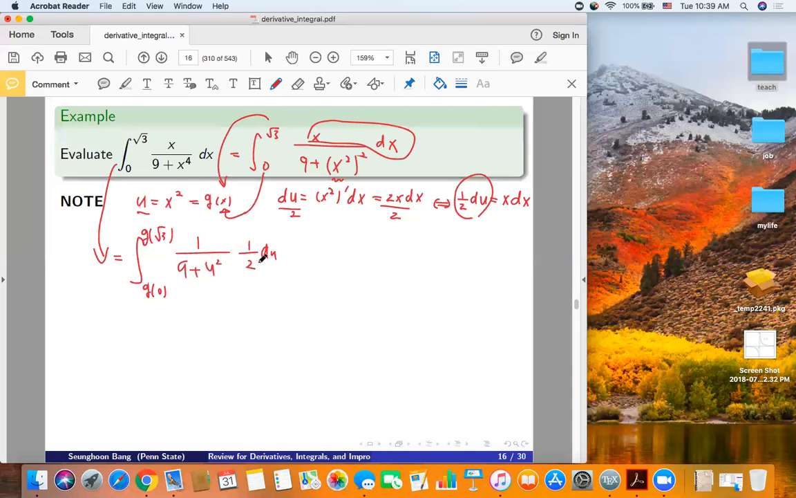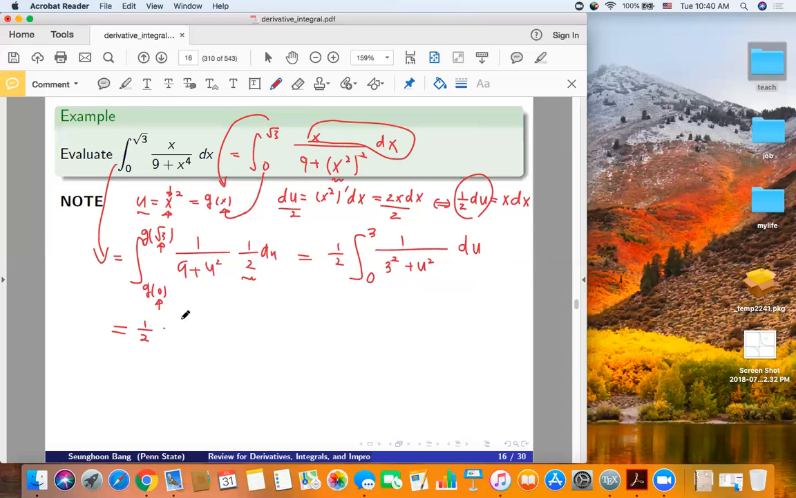The next step is to take out the coefficient 1 over 2. You plug 0 into x, 0 squared is 0. You plug root 3 into x, root 3 squared is 3. So we have 1 over 9, that is 3 squared plus u squared, du. This is the same as 1 over 2 times the integral of 1 over 3 squared plus u squared du. We can use inverse tangent.